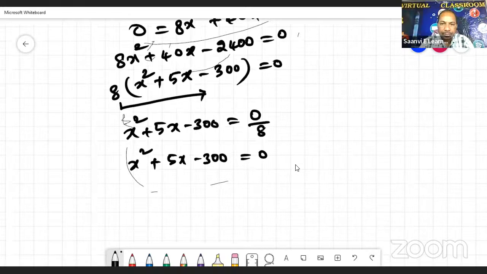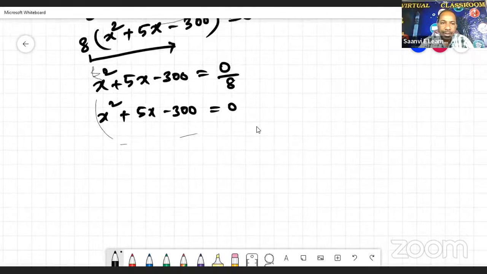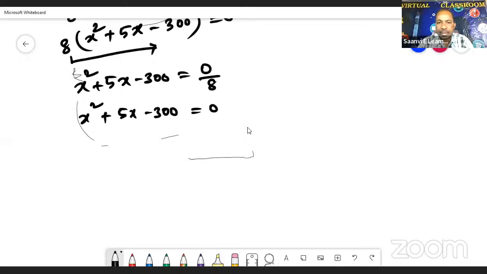Now factorize. To factorize it, we have to multiply the coefficient of x squared.